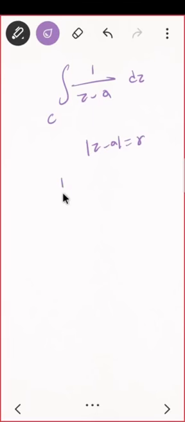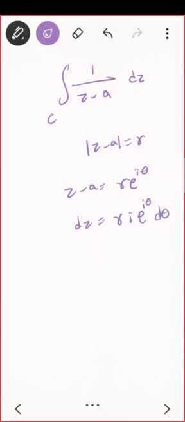So I parameterized it: z minus a equal to r e raised to i theta. Then what will be dz? dz will be r i e raised to i theta d theta. Correct? And then if you put it here, it will become 0 to 2 pi, and dz will be this r i e raised to i theta, divided by what? Divided by z minus a, that is r e raised to i theta.